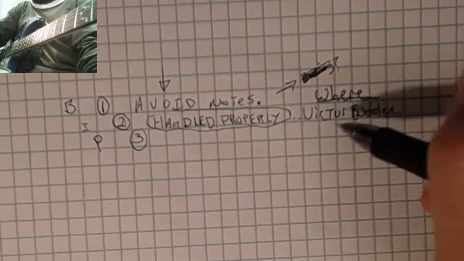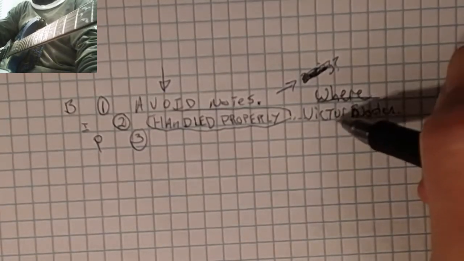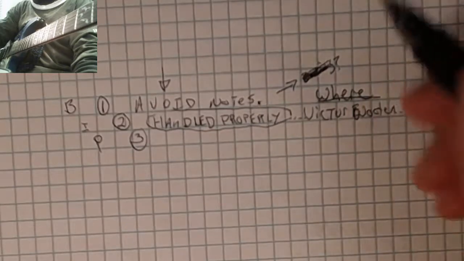How could that even work? How can there always be a good note next to a bad note? We'll go over that.